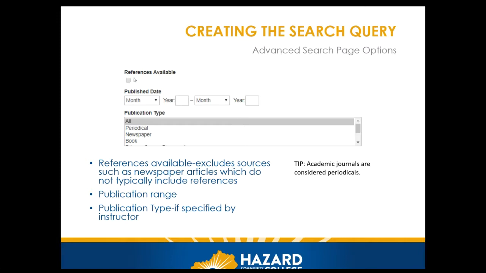Further on down, if you need references, or if you want an article that has references, you would check that references available box. Not everything within the databases is going to have, say, a works cited list. You've got popular periodicals like magazine articles, which may not reference or cite other sources. You can also narrow publication date from that advanced search page, and then publication type. And just as a tip, academic journals are considered periodicals according to the EBSCOhost databases.